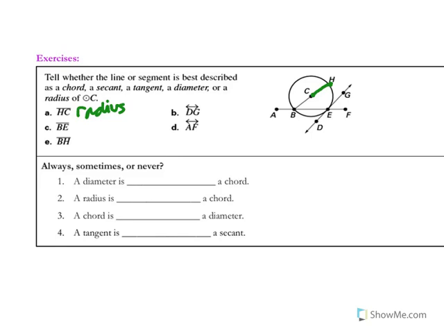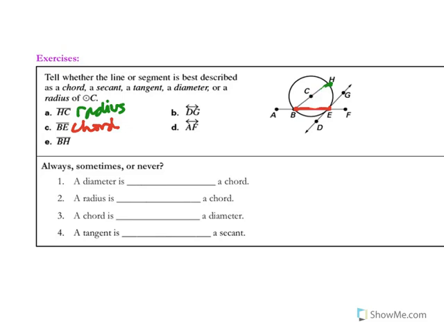All right, next we'll do BE. BE goes from here to here, 2 endpoints, and it stops. We call that a chord. Very good. It's just a segment, it's not a line, so it doesn't go on and on forever, but it does go from one endpoint on the circle to another endpoint on the circle.